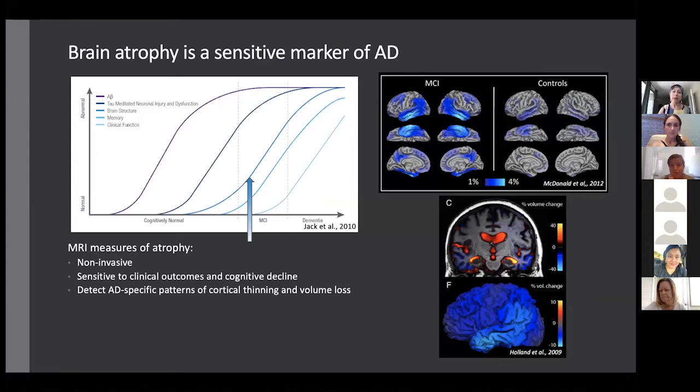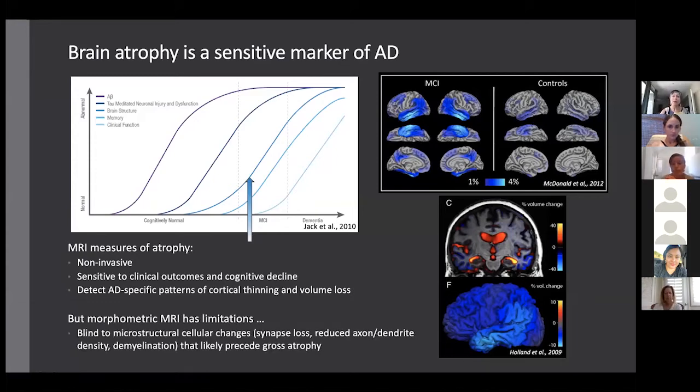So we're able to be more confident in one's diagnosis of Alzheimer's disease versus other forms of dementia or neurological disease. However, MRI also has some limitations. Particularly, it is blind to microstructural changes that occur early in Alzheimer's disease and likely precede these gross measures of atrophy.